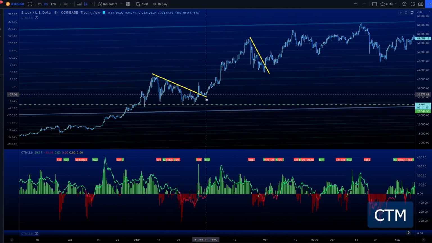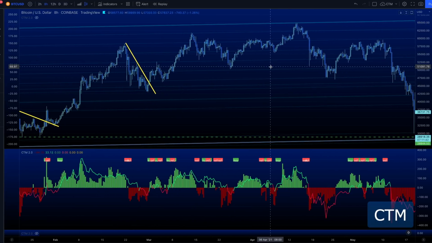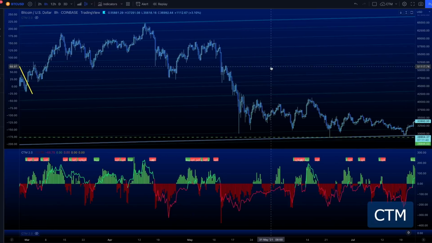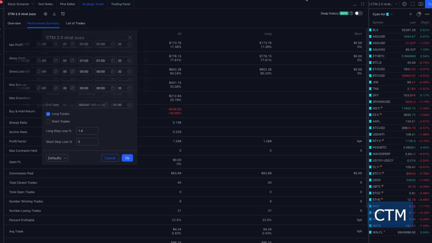Obviously, during this period, CTM 1.0 and 2.0 were both performing well. But with CTM 2.0, you could see where you go long, right? And then you get the exit. It's far superior to CTM 1.0, but it was CTM 1.0 that led to the eventual development of CTM 2.0. I hope that's a good explanation, and I want to go further by backing it up with a little bit of data.